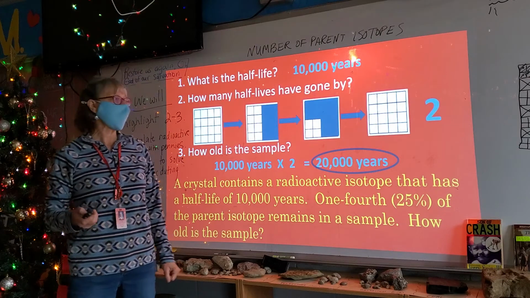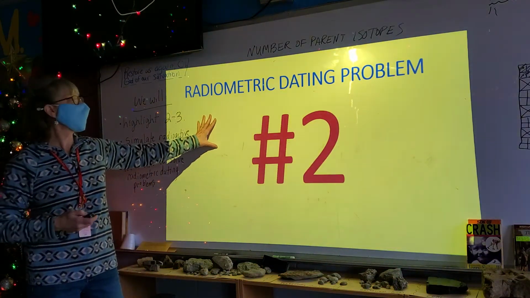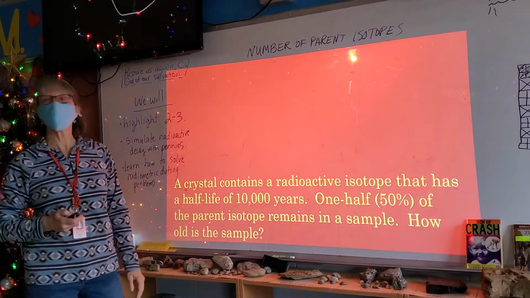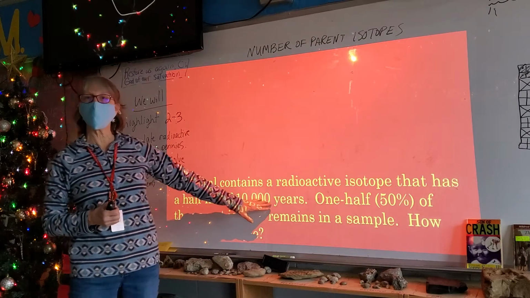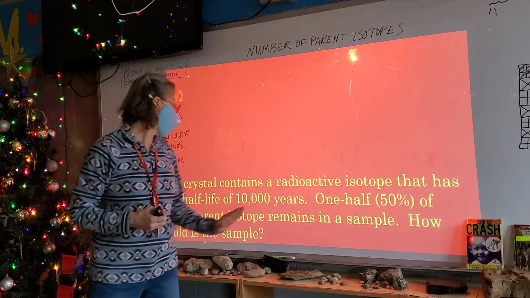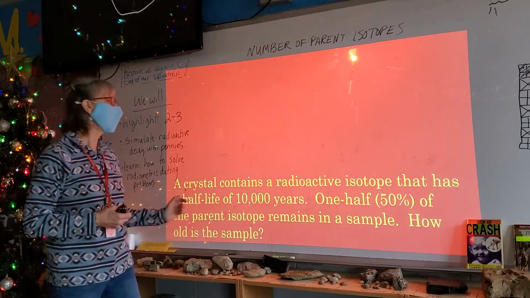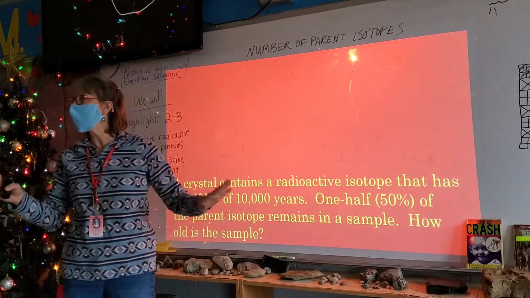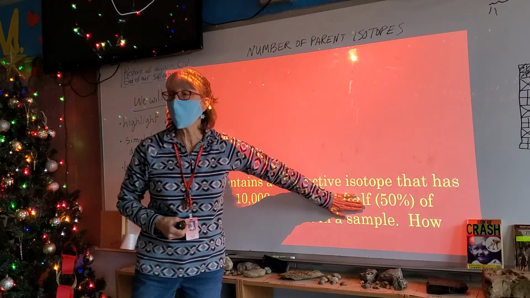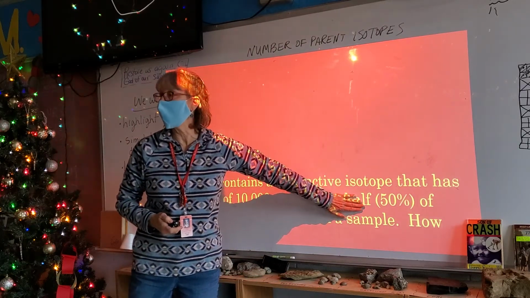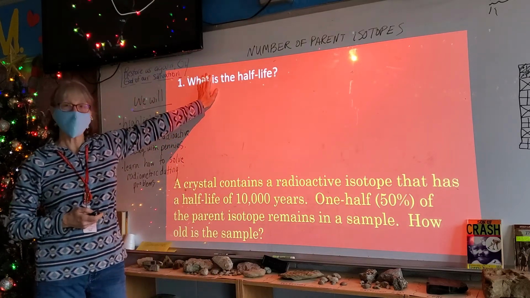Second one. Okay, 6 problems. Radiometric dating problem number 2. We have a crystal that contains a radioactive isotope, meaning it's in decay. It's got a half-life of 10,000 years. 1/2 of the parent isotope remains in the sample. How old is the sample? We're going to use the same procedure every single time. We want to stop in the boxes when we get half of the parent isotope left. So, what's the half-life, everybody? 10,000 years. Write it, please.